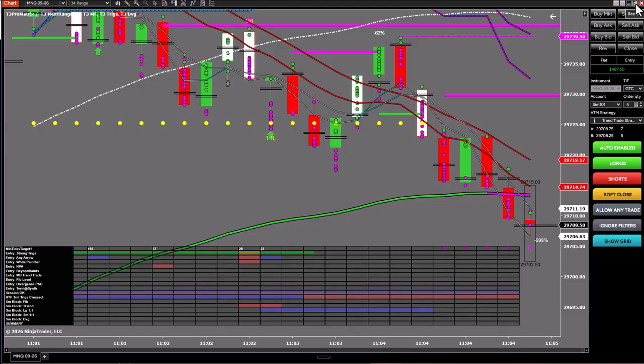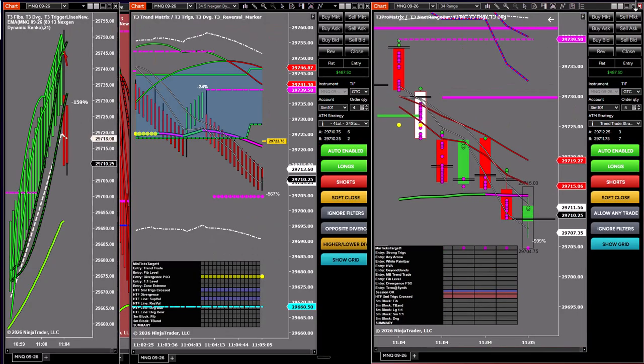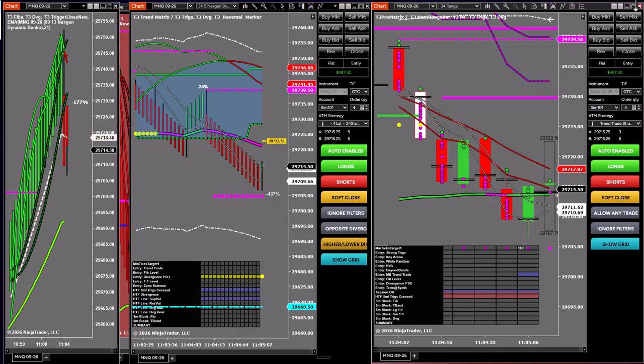Anyway, you guys all have that indicator. We have our indicators. It's called next range bar. Hopefully you guys use that one. And looks like we are not going long on the trend trade chart.